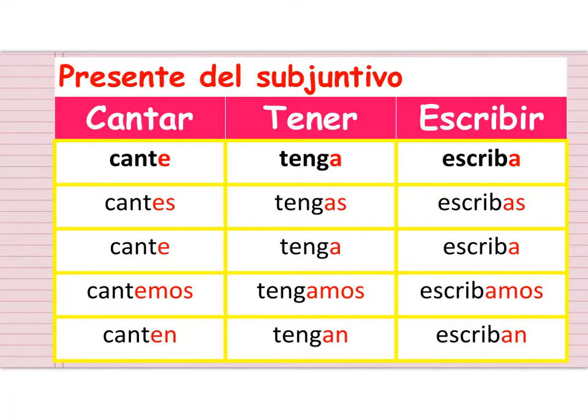Here we have examples of the present subjunctive using all of the regular verb endings. For example, cantar, an AR verb, tener, an ER verb, escribir, an IR verb. Here is the conjugation chart, if you will, and here are the endings. E, es, e, emos, en, and for ER and IR, the endings are the same. A, as, a, amos, and an.